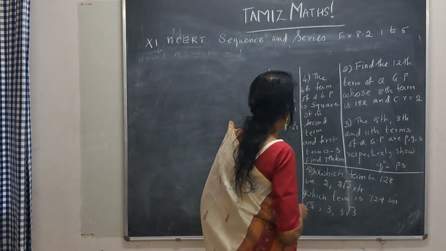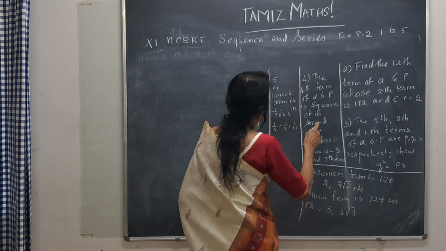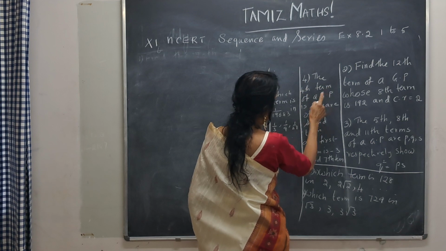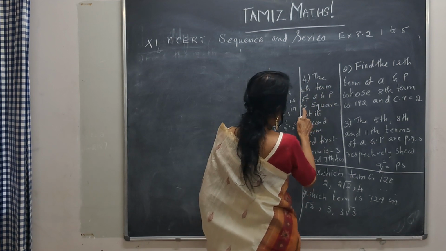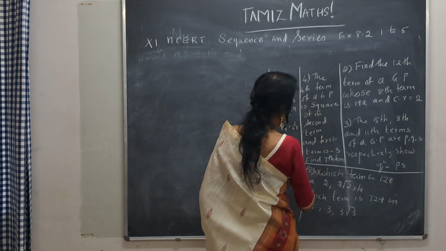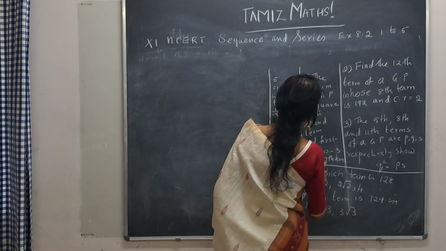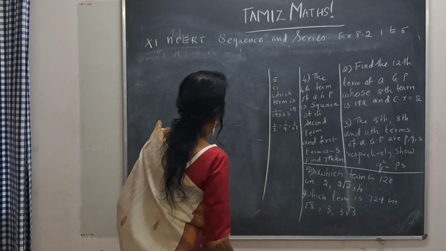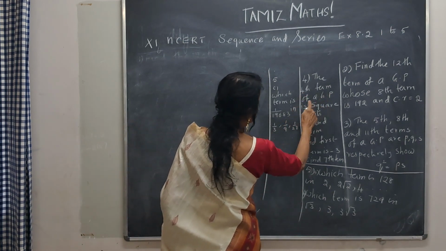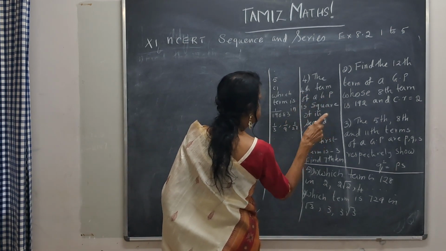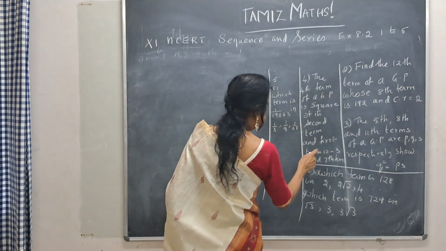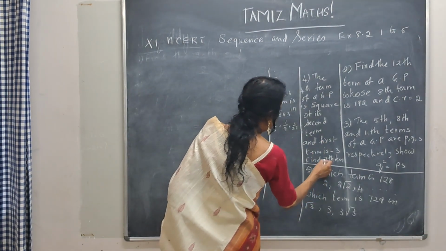Problem 4. The fourth term of a GP is square of its second term and the first term is minus 3. Find the seventh term.